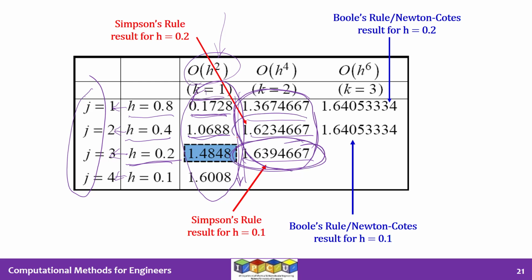This is for h is equal to 0.2. This is for h is equal to 0.4 with Simpson's rule. With Simpson's rule, h is equal to 0.8 will not work because that would just mean 2 data points, and Simpson's rule requires 3 data points.